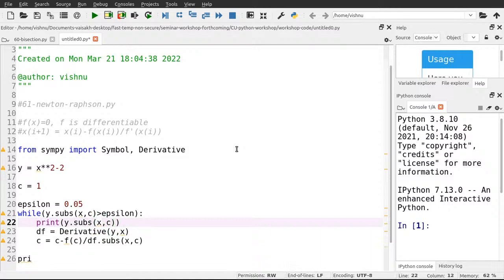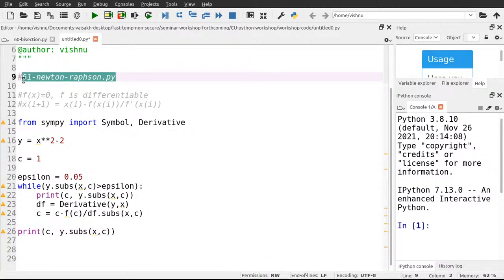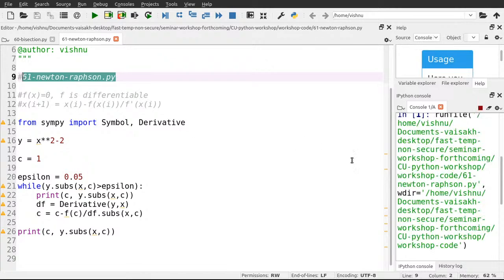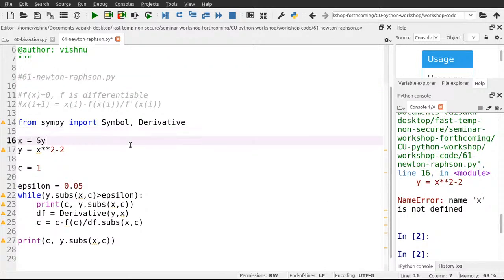Now, towards the end, once again we need to print. And let us try to find c also, so let us print c also. Maybe in each and every step we can show that, okay, I'll try to show that later. Okay, this is what we are trying to do. Let us save this. Saving, running. Okay, x equal to symbol x.